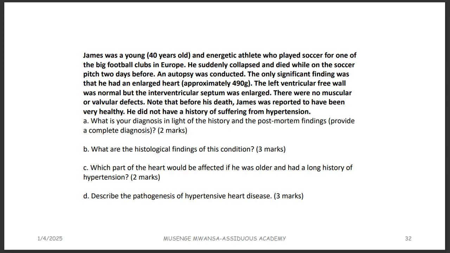So that's what we can say about hypertensive heart disease. The problem is prolonged high blood pressure. The heart is trying to work by all means against that pressure to be able to pump blood, and so it hypertrophies, and later on it is going to fail.